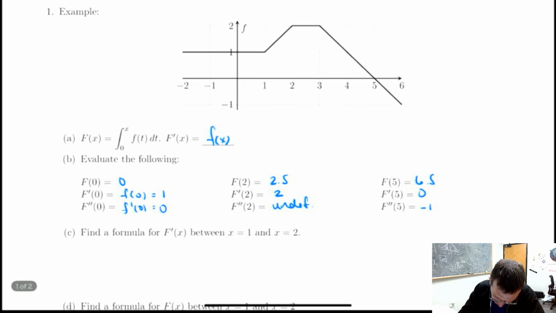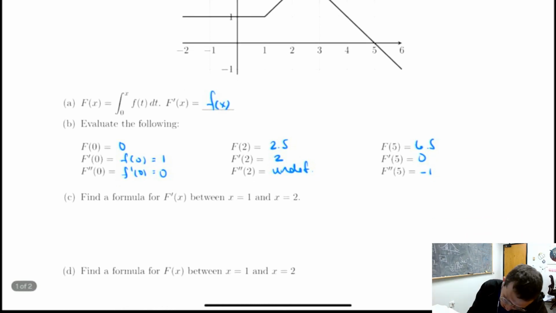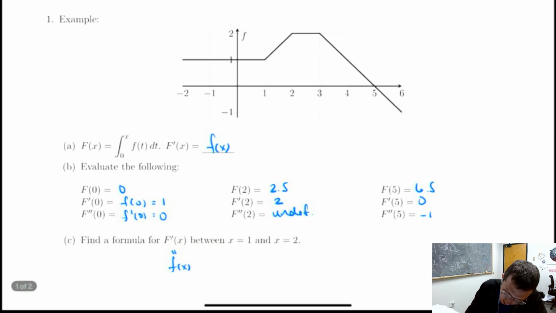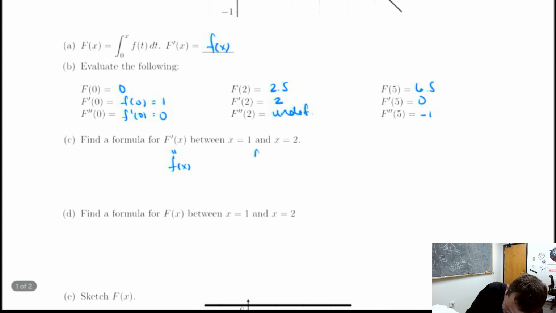Find a formula for capital F prime of x between x equals 1 and x equals 2. Well, remember, capital F prime is little f. So I'm looking at this part of the graph. Well, that looks like the line y equals x. Plug in 1, I get 1. Plug in 2, I get 2. Yep. So I know that capital F prime of x is x, at least if x is between 1 and 2.